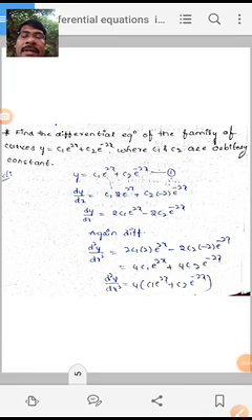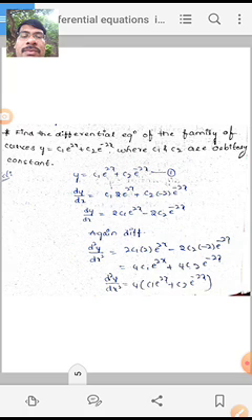The formation of a differential equation. Find the differential equation of the family of curves y is equal to c1 e power 2x plus c2 e power minus 2x, where c1 and c2 are arbitrary constants. Differentiate on both sides with respect to x. dy by dx is equal to c1 into 2 e power 2x plus c2 into minus 2 e power minus 2x. Again differentiate it. d square y by dx square is equal to c1 into 4 e power 2x plus c2 into 4 e power minus 2x.